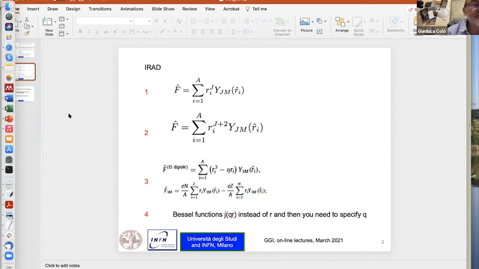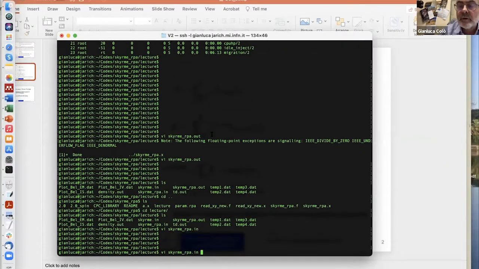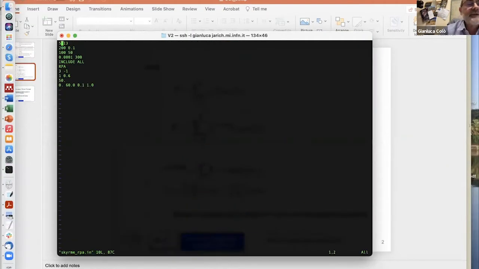Okay, if not, maybe I try to do what I planned before. So I try to run one case. Okay, so for instance, this is one case which is complementary to the case that exists in the paper.